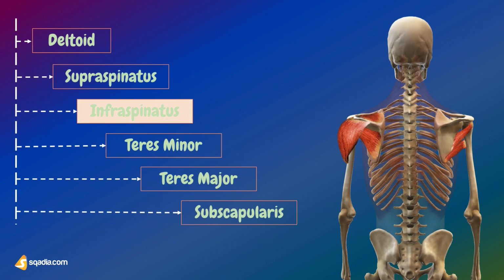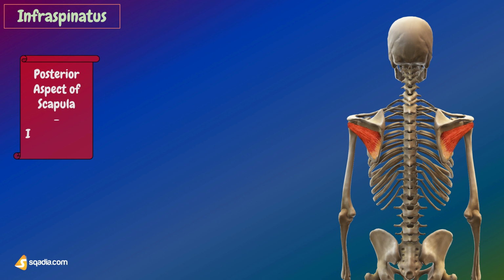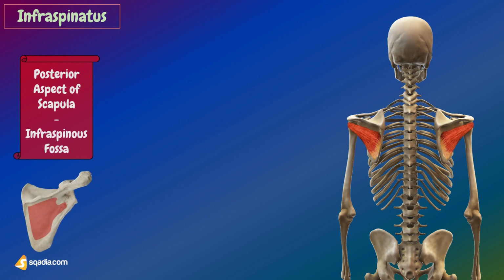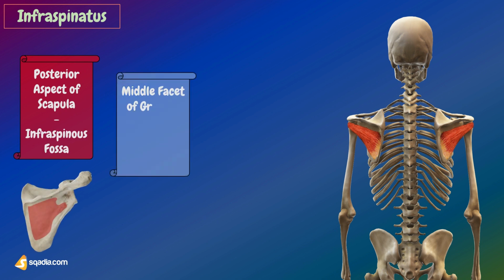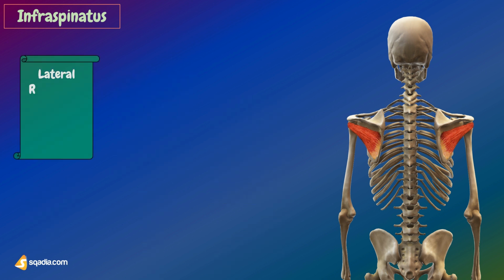Let's look at the next one, that is infraspinatus. As the name indicates, this muscle originates from the infraspinous fossa of the scapula. The muscular fibers are then inserted into the middle facet of the greater tubercle of the humerus and into the capsule of the shoulder joint. It has the same nerve innervation as the supraspinatus muscle, that is the suprascapular nerve.